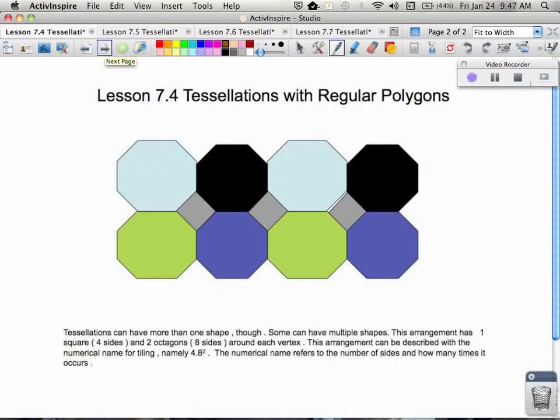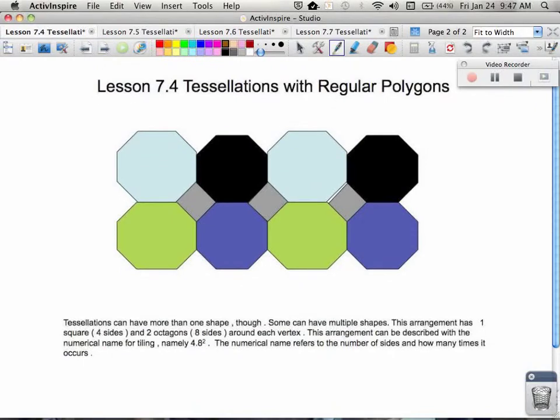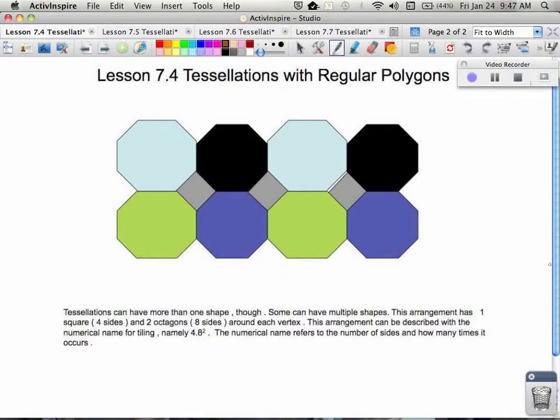Sometimes we can have more than one shape tessellating the plane if those 2 shapes fit together in such a way where each of those produces angles that add to 360. So here what I notice is I have shapes up above. I have an octagon, and down inside I have a square.